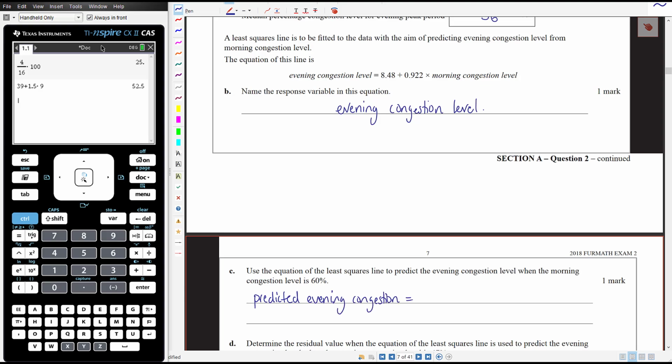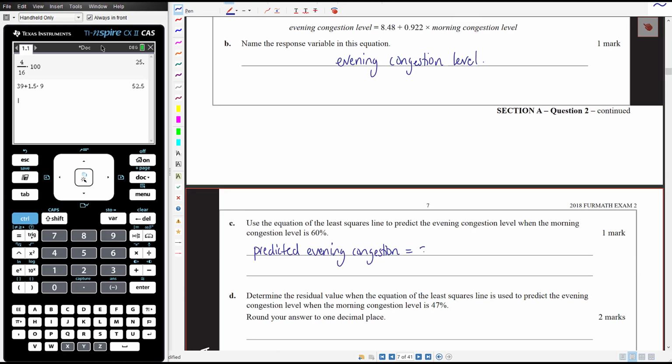So the predicted evening congestion is going to be 8.48 plus 0.922 times the morning congestion, which is 60. So 8.48 plus 0.922 times 60, and it doesn't tell us to round, so we won't round that off. It is 63.8%, the predicted evening congestion.